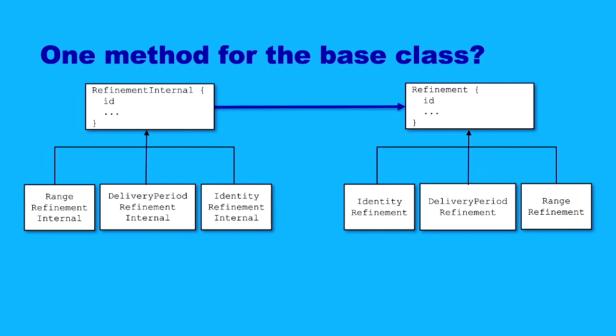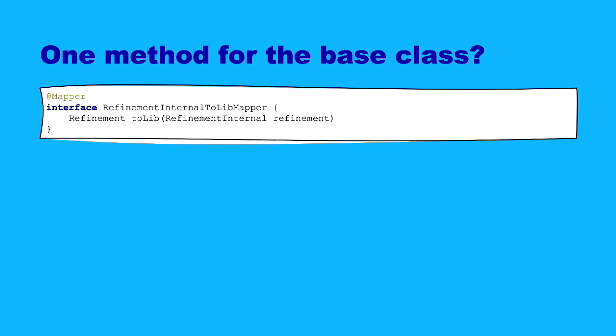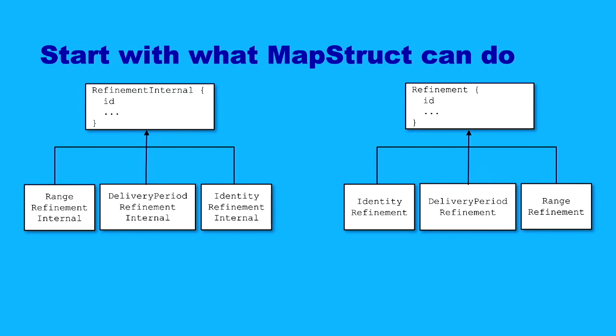So would it be enough to just ask MapStruct for one method for the base class, like this? Well, unfortunately, no, MapStruct cannot deal with that. So let's start with what MapStruct can do. Let's try to fix it.